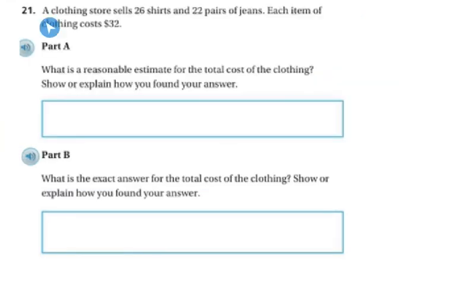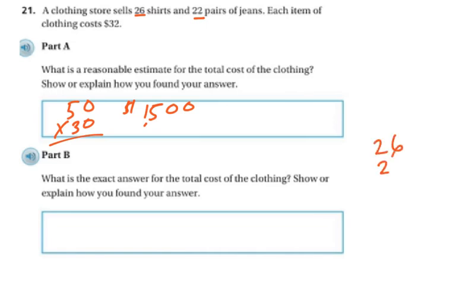Oops. All right, a clothing store sells 26 shirts and 22 pairs of jeans. Each item costs $32. What is a reasonable estimate for the total cost of clothing? Well, 26 and 22 is close to 50 together. And then if you multiply that times, say, 30, you would get 1,500. So that would be a good estimate. To find the real answer, you're going to have to add the 26 and the 22. You get 48, and then you're going to multiply that times the 32.